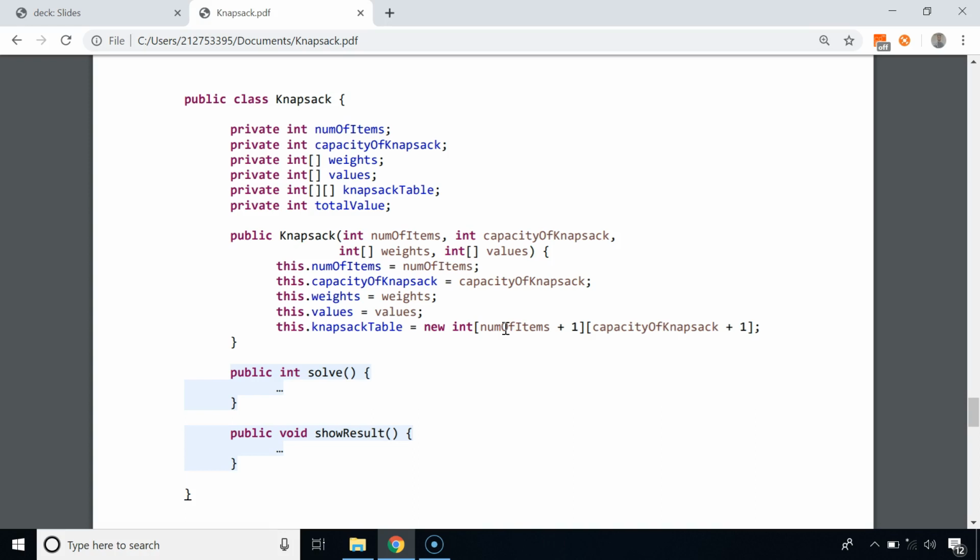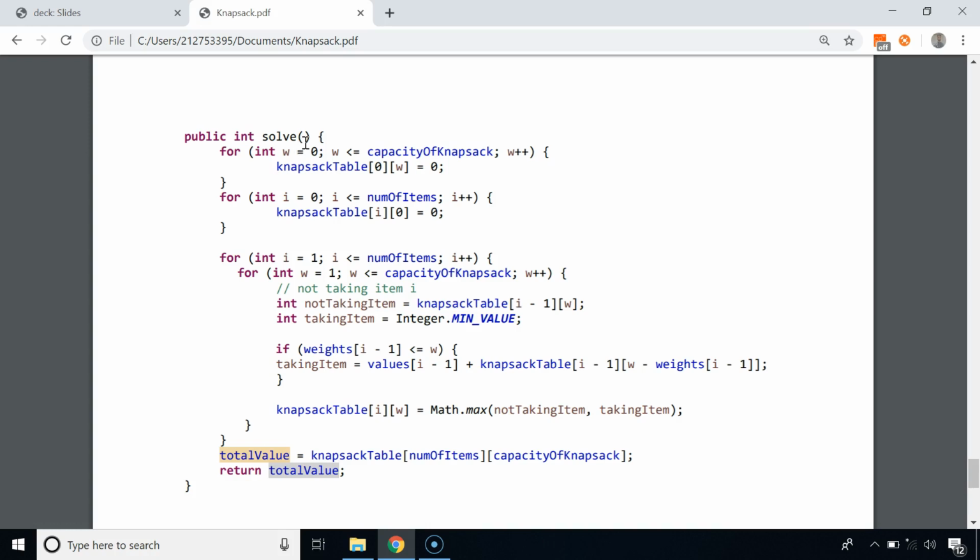So it will have as many rows as the number of items plus 1, because we consider the case when we don't include any item in the knapsack. Similarly, it will have as many columns as the capacity of the knapsack plus 1, because we consider the case when the capacity of the knapsack is 0.